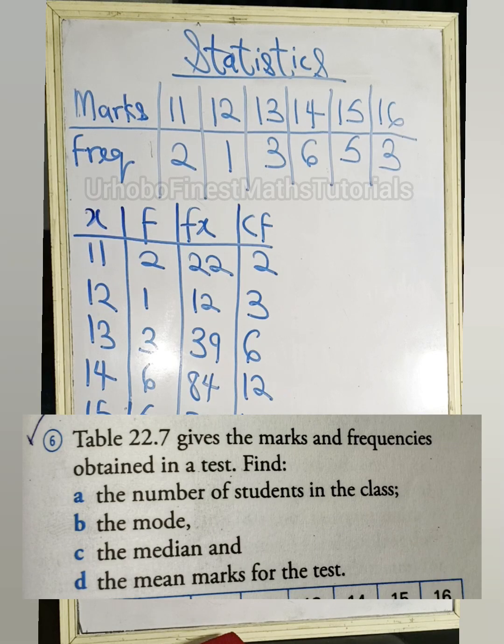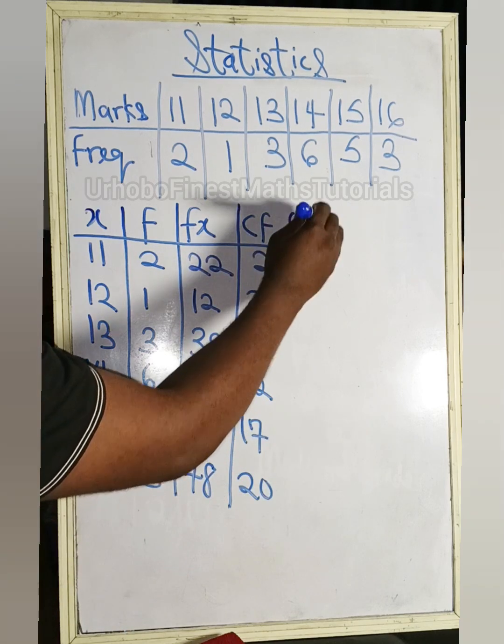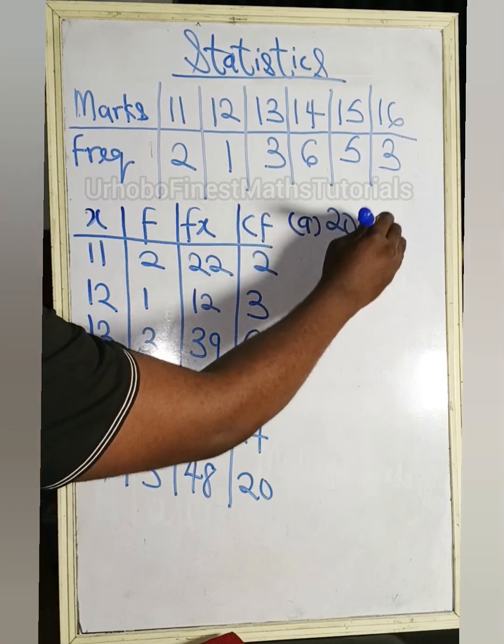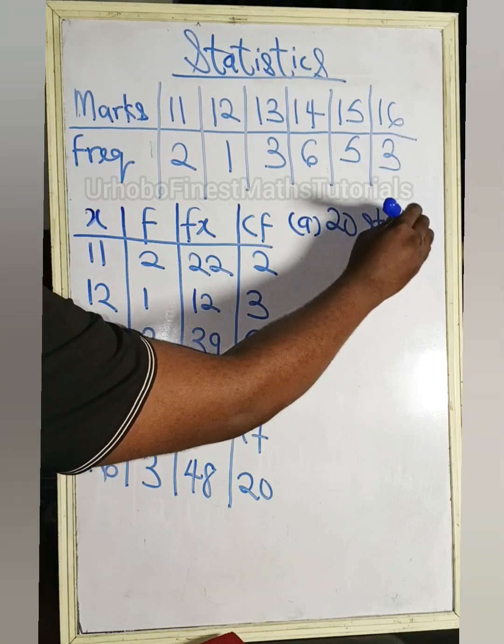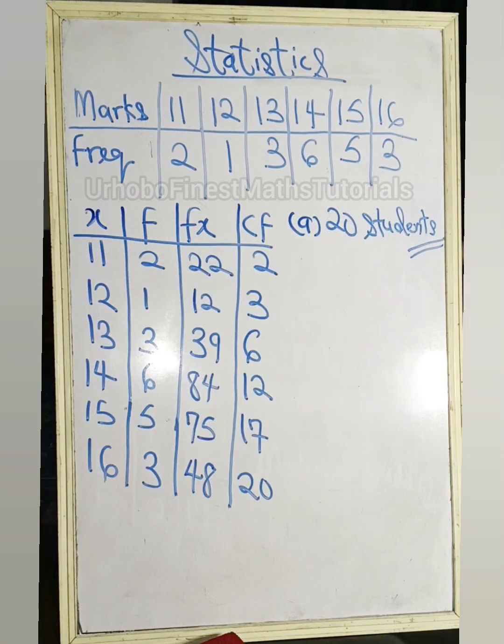The first question says, what's the number of students in the class? The answer here is 20. So question A, 20 students. All right, so this is the answer for question A.